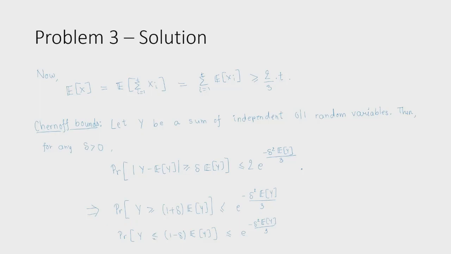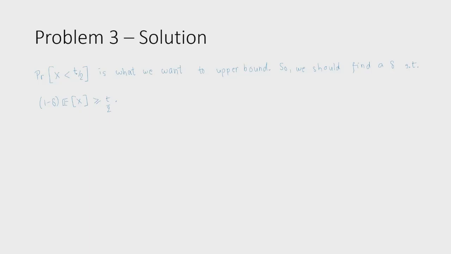Why? Because y would become x, and what this expression would give us is that the probability x is less than or equal to 1 minus delta times expected value of x is upper bounded by something. And so if 1 minus delta times expected value of x is greater than t over 2, then what we can get is this, right?